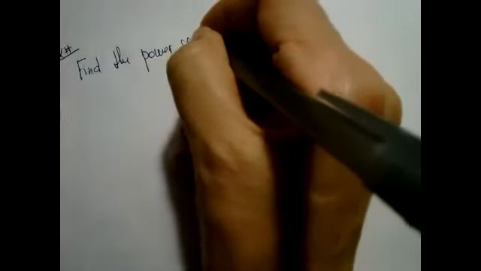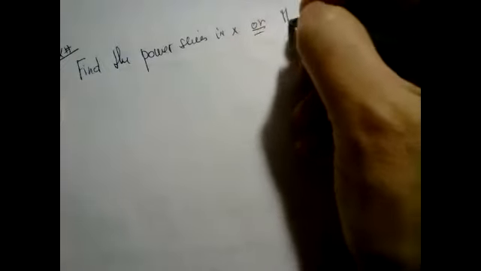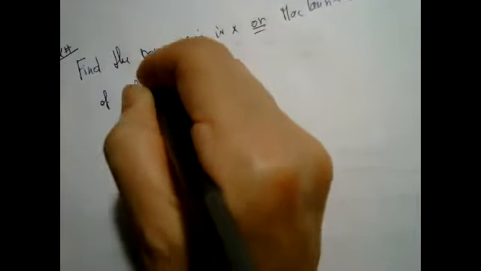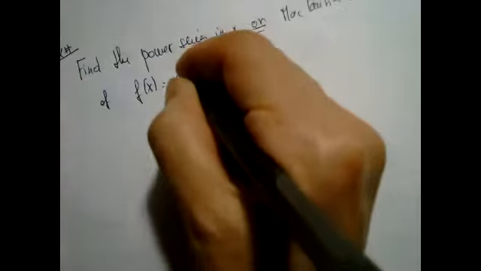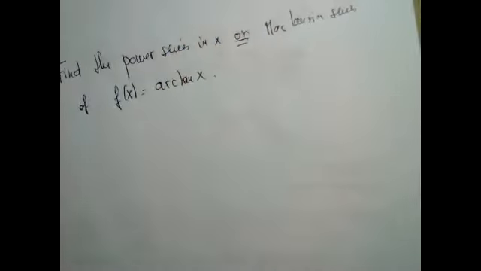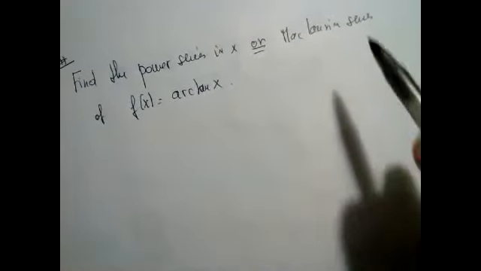Right. So, example 1. Find the power series, or the Maclaurin series, power series in x, because they mean the same thing, of f of x equal arctangent x. So how am I going to find the power series of arctangent? I don't want to go through the formula.